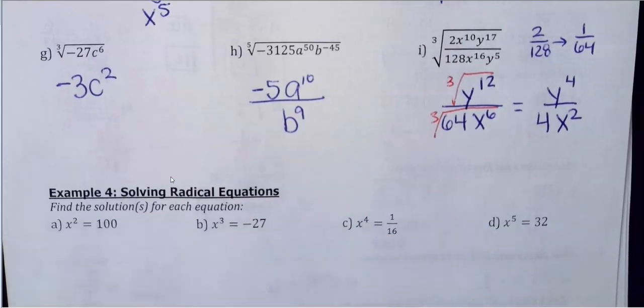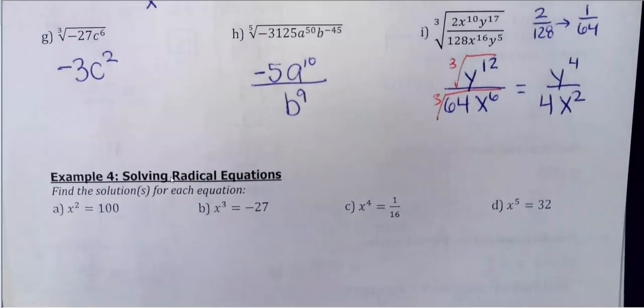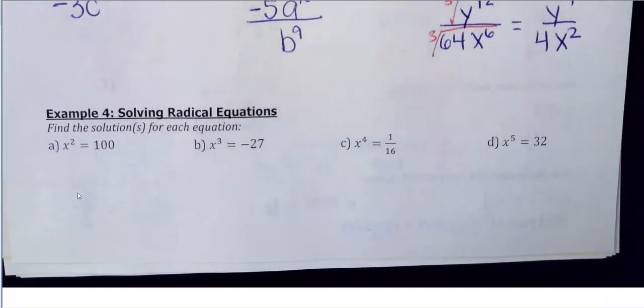Okay, we're just going to do one quick example. We'll do more with some radical equations as we get later in this unit. This is just a super basic version. So I just want to see if you guys remember this kind of from Algebra 1. So if I just have x squared equals 100, how do I solve that equation? Like, what would you do? X squared equals 100.